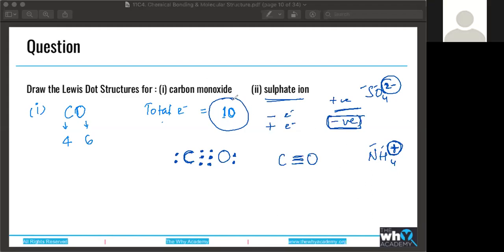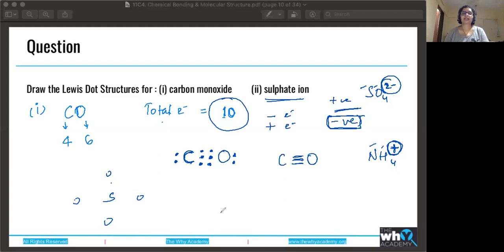So once you get the total number of electrons, start by arranging it so that the least electronegative atom is in the center. Carbon monoxide didn't have this problem because there are only 2 atoms. But when you have sulfate, phosphate, nitrates and all, the least electronegative atom, which is the atom other than oxygen, in this case sulfur, put it in the center. Arrange all of them around. Start by putting minimum single bonds and then distribute the electrons.